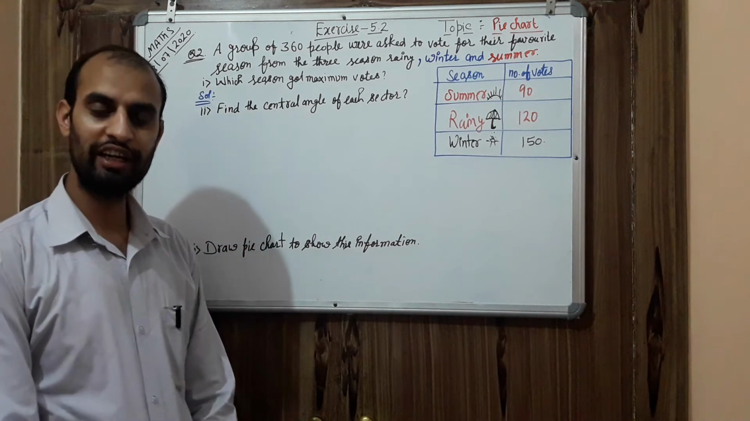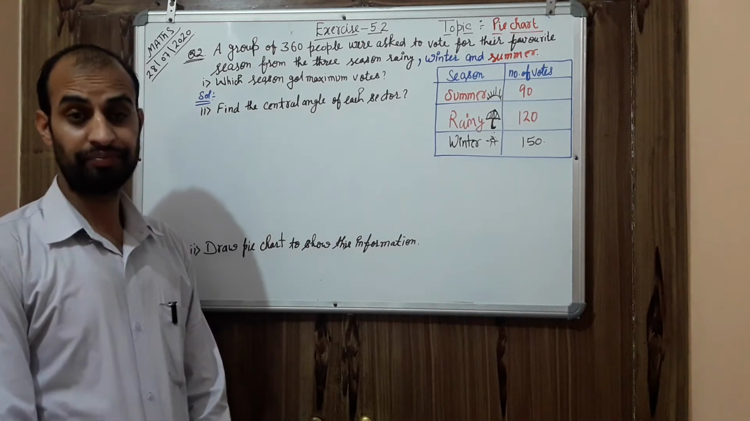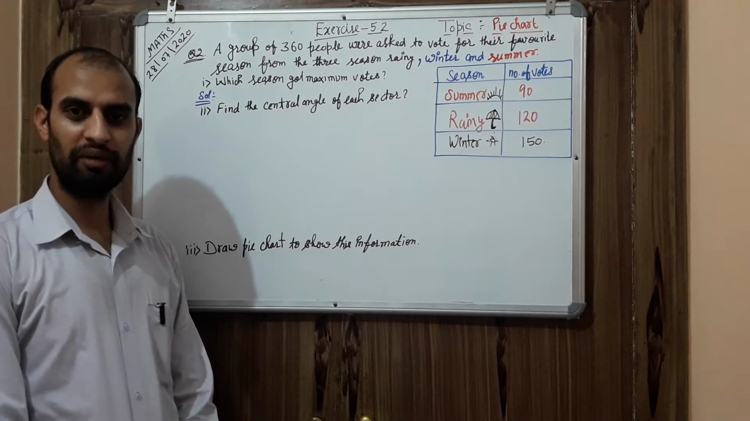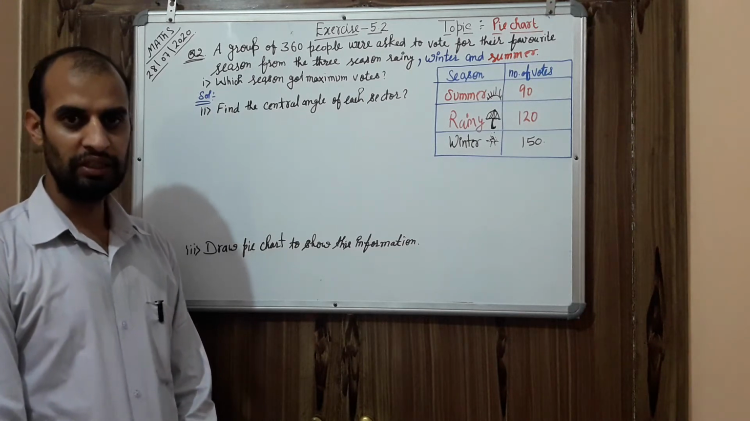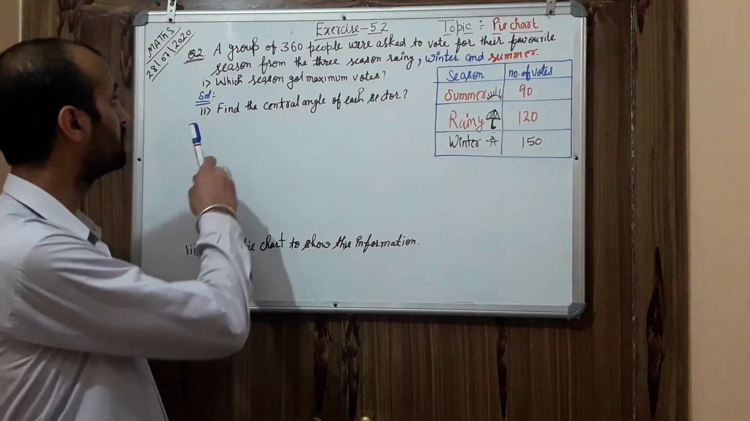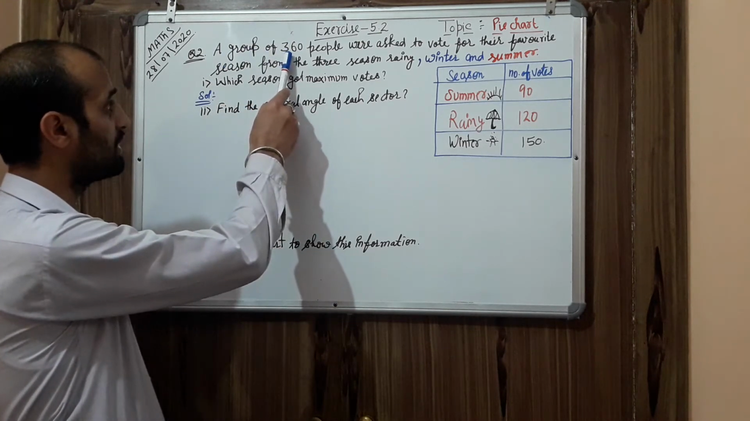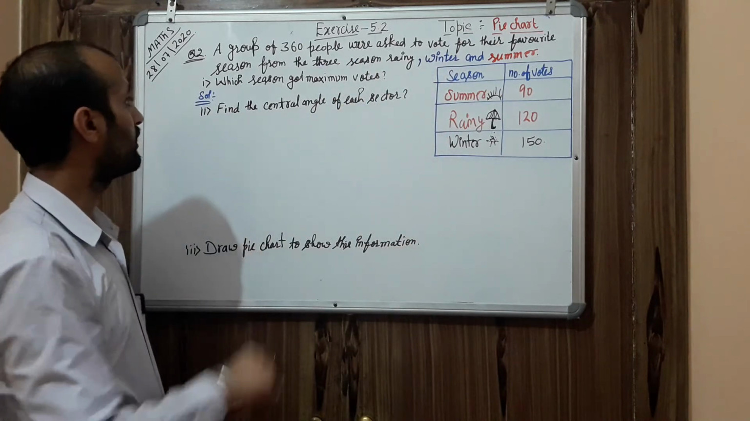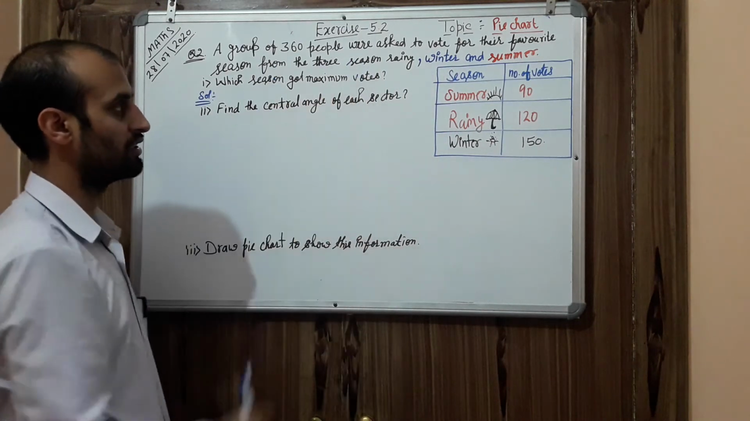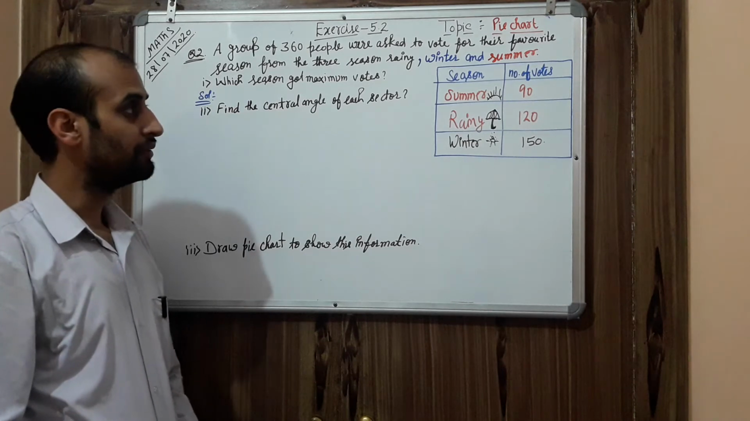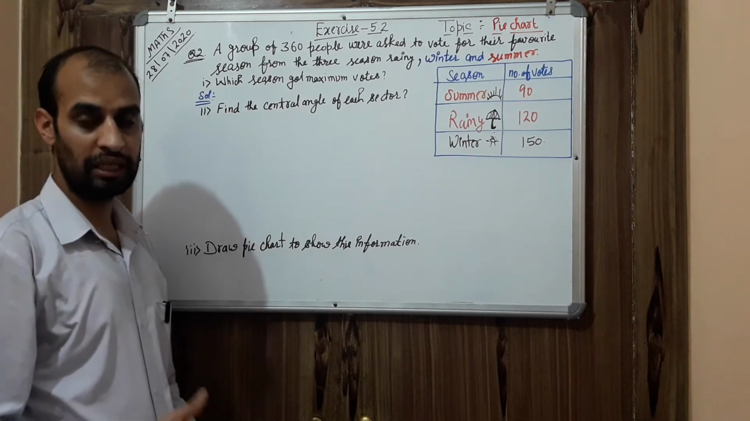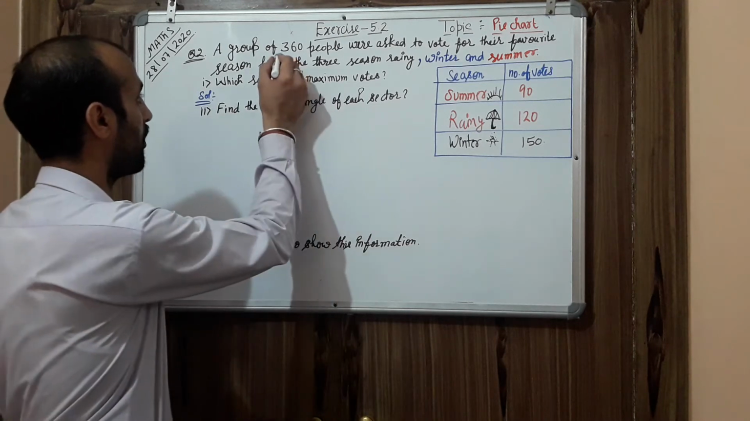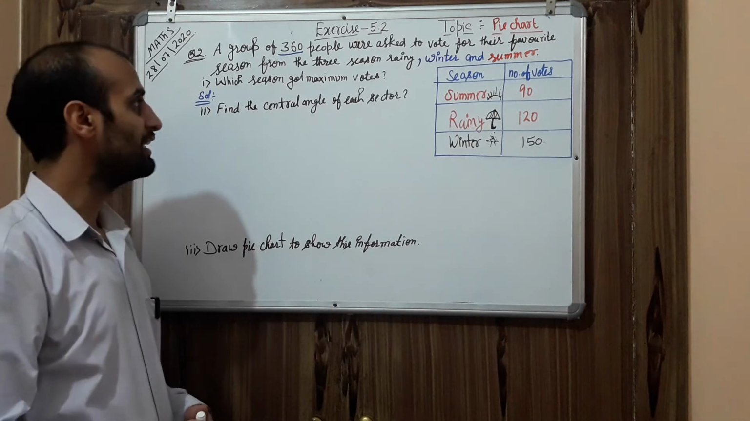As you all know, we are in data handling and I am going to tell you today about pie chart. How to construct a pie chart when some information is given to you. So let's see, we have a question number 2. A group of 360 people were asked to vote for their favorite season from the three seasons, rainy, winter and summer. Out of 3 we need to give voting and total people are 360. This is important information. Total people are 360.